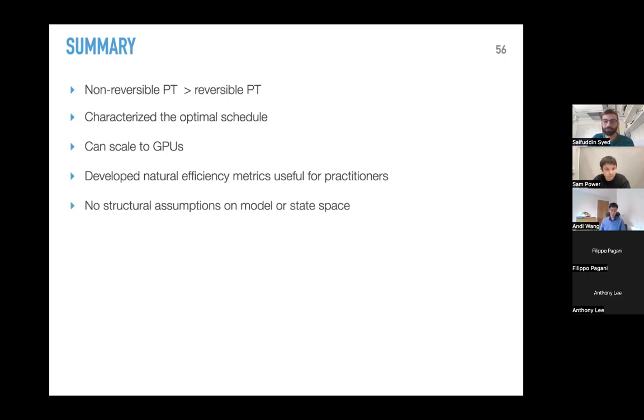We make very few structural assumptions. We make no structural assumptions on the model or state space. And the few assumptions we do make, in practice we find are quite robust to violations. And in general, we've developed an efficient black box algorithm for both schedule and path tuning.